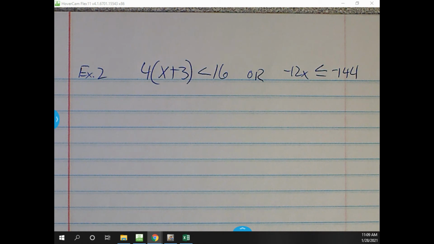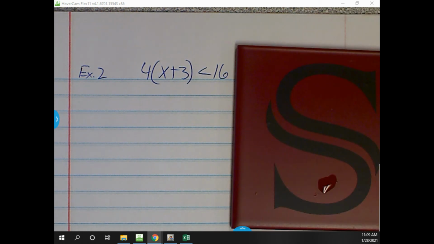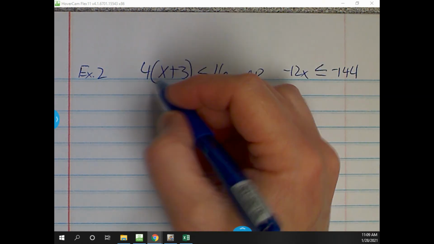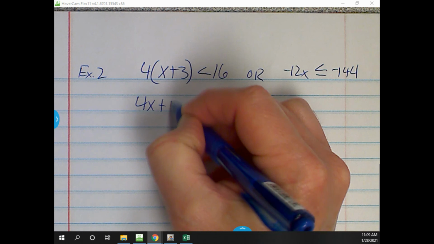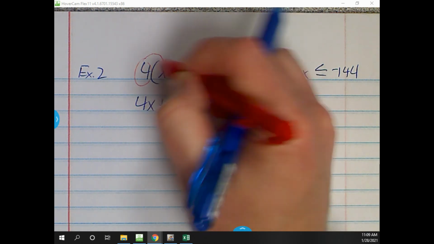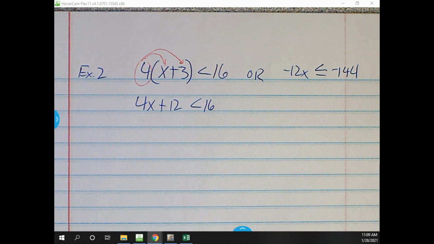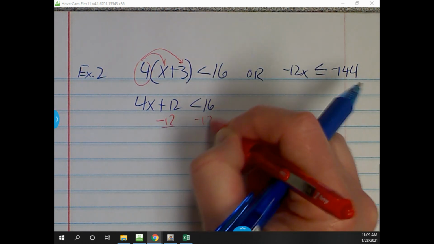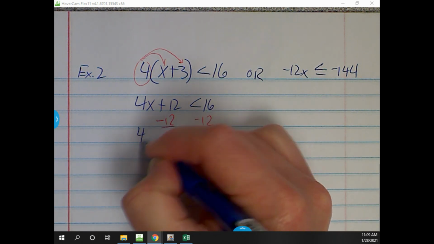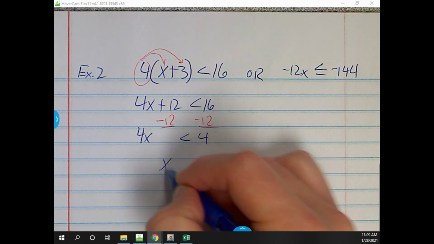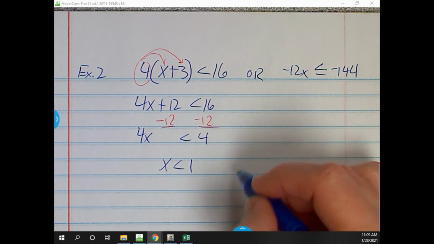Okay, so again, one piece at a time. We'll worry about this one on the left, and we'll come back and get the part on the right here. So first thing is we'll do distributive properties. So make it 4x plus 12 less than 16. Subtract the 12. And then we'll divide by the 4. We got x is less than 1.